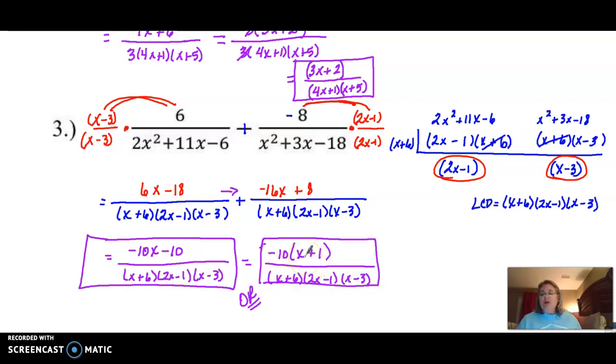Okay? So you will have a handout to do with these. I think you have 8 problems to work to get you some good practice on your adding and subtracting rationals.